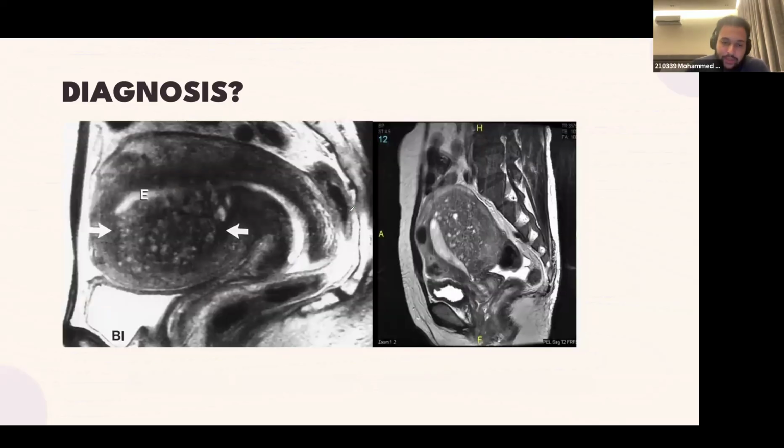How about this patient? Has dysmenorrhea, has abnormal uterine bleeding, and then you do an MRI and you see this in the myometrium. Adenomyosis, good, which is basically endometrial glands and stroma in the myometrium, okay? So this is adenomyosis. There's nothing else to it, basically.